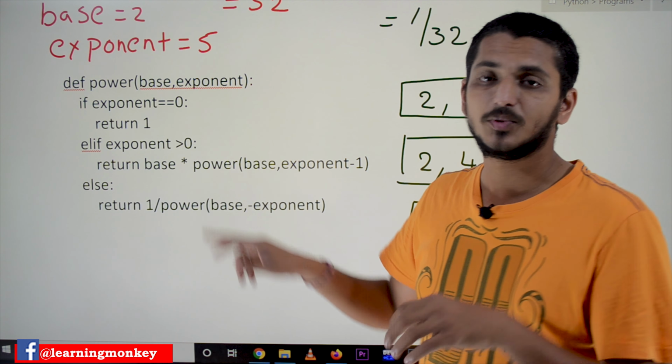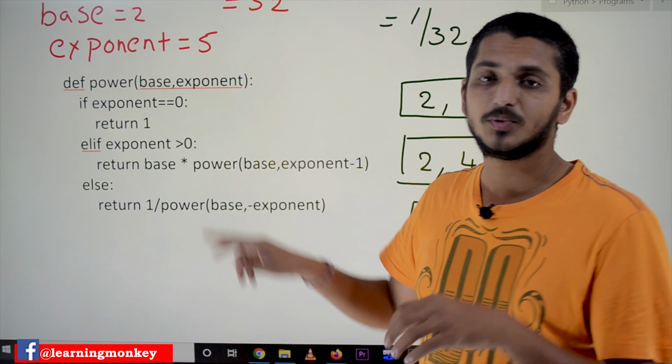Let's try to understand the else part. Why have we written that else part? If we use a negative exponent value, 2 into minus 5, what do we have to do? We have to do the same thing. This is how the program has to be executed. 2 should be multiplied 5 times, but it should be divided, 1 by 2 power 5. In order to do that, if exponent is equal to 0, return 1. Else if exponent is greater than 0, return base into power of base comma exponent minus 1.